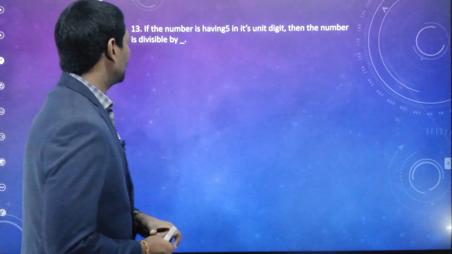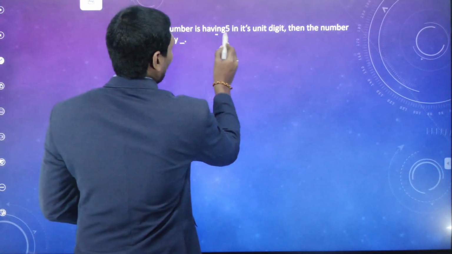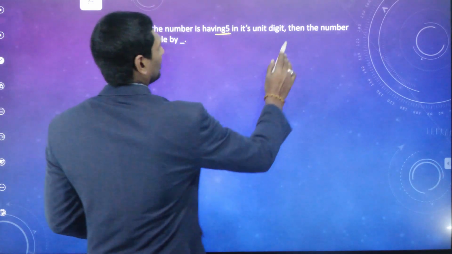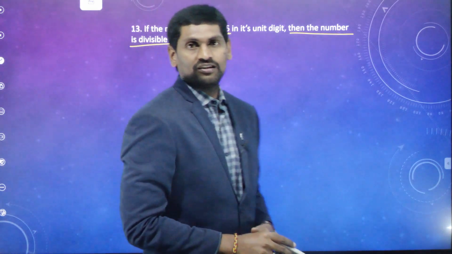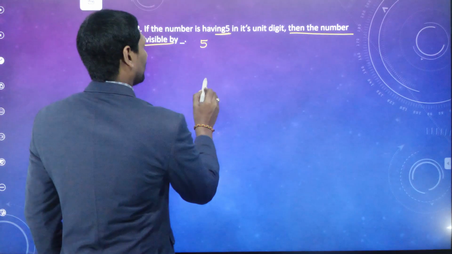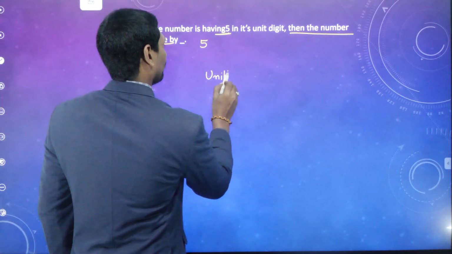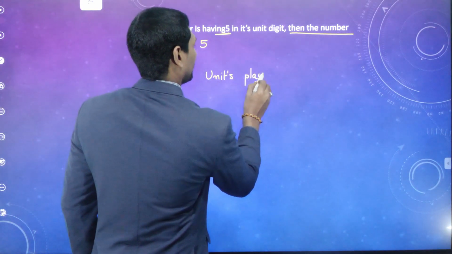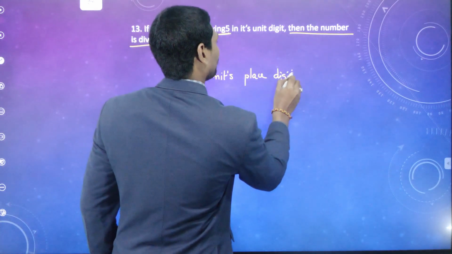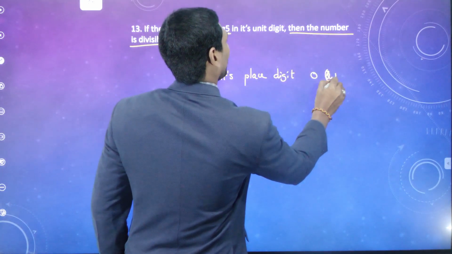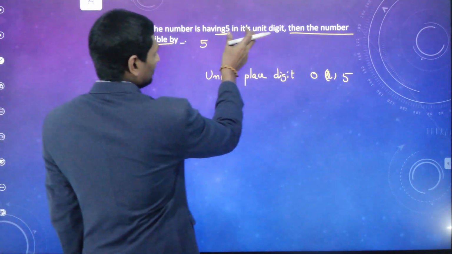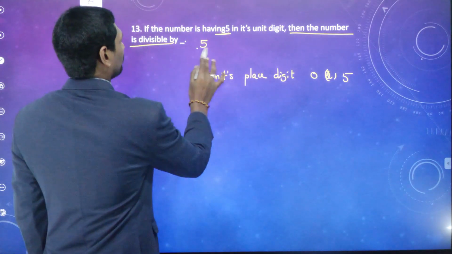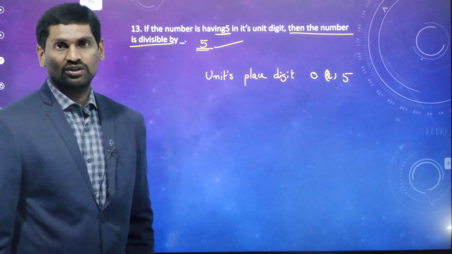Question number 13. If the number has 5 in its units digit, then the number is divisible by 5. We discussed the rule for 5. If the units place digit or last digit of a number is 0 or 5, then the entire number is divisible by 5. So according to the question, the number which has 5 in its units digit is divisible by 5. Yes, this is the answer.